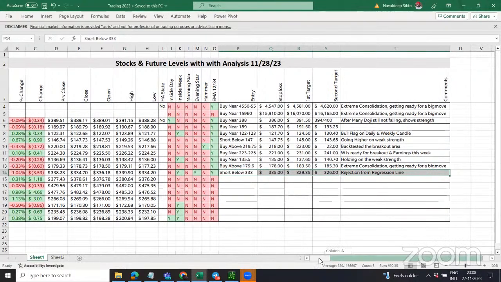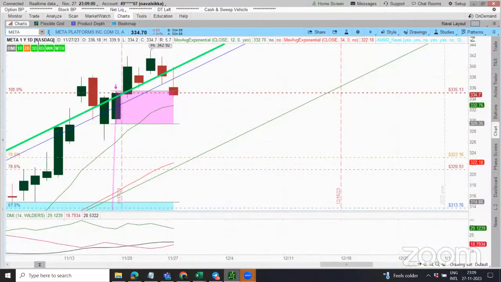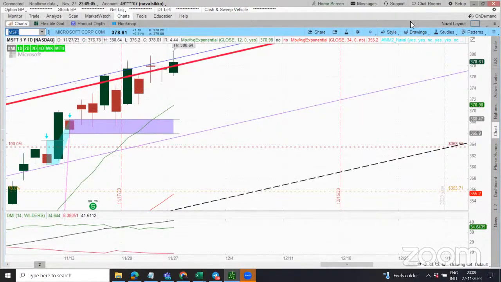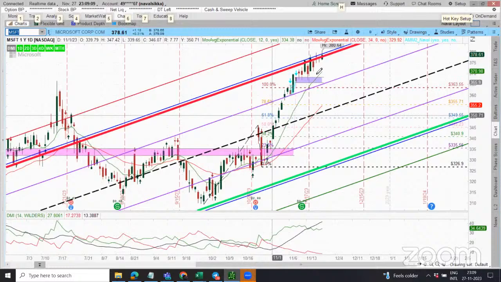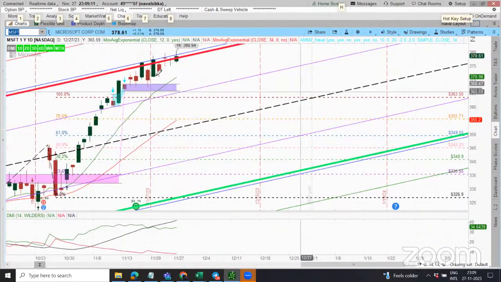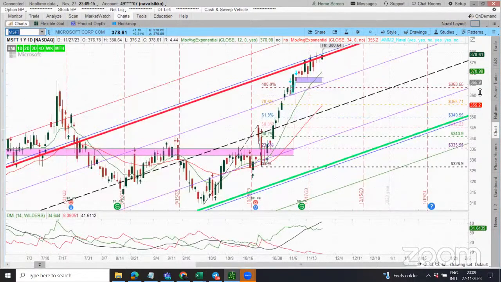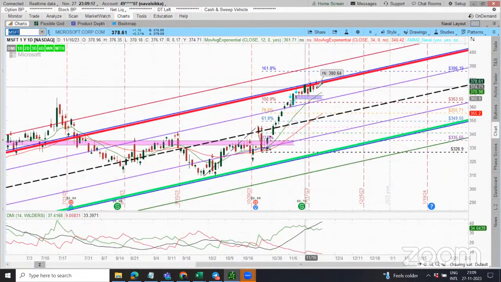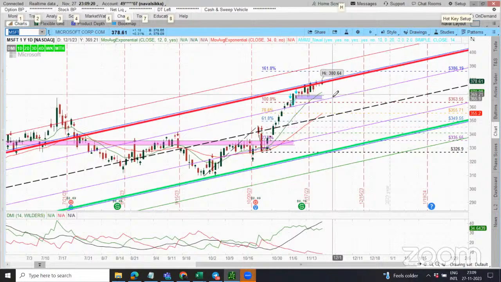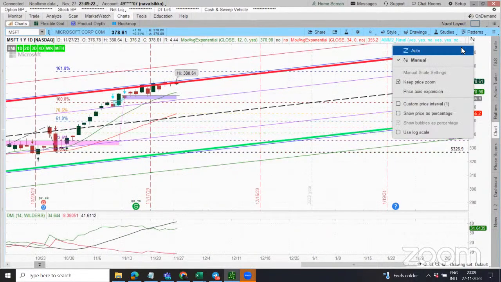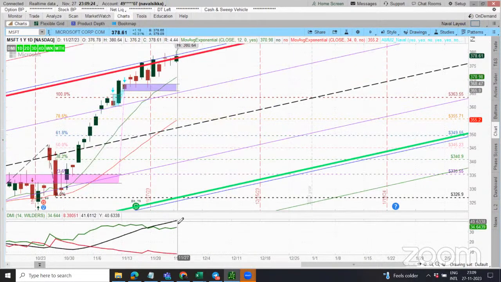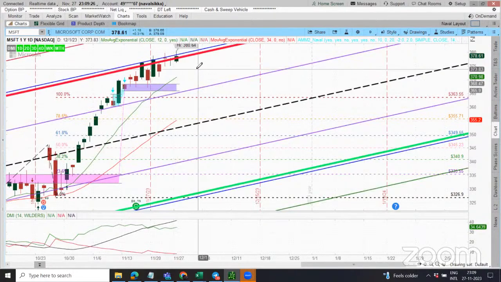Then we have Microsoft. Microsoft again today made a new high. It's lingering on this long-term regression channel. I think 386 is something I am aiming at. Microsoft will lead. The momentum is so solid. I do not want to short.